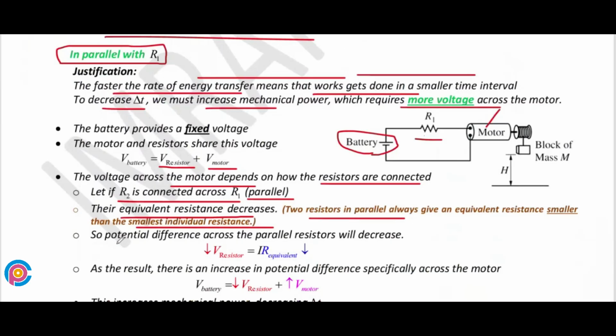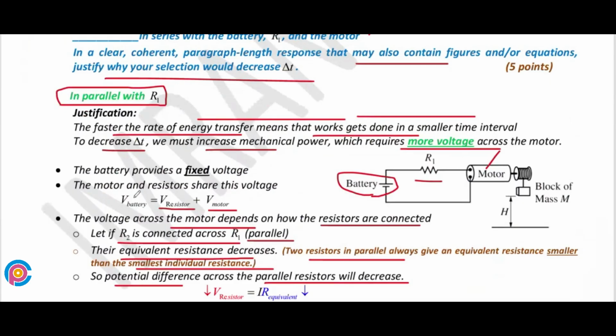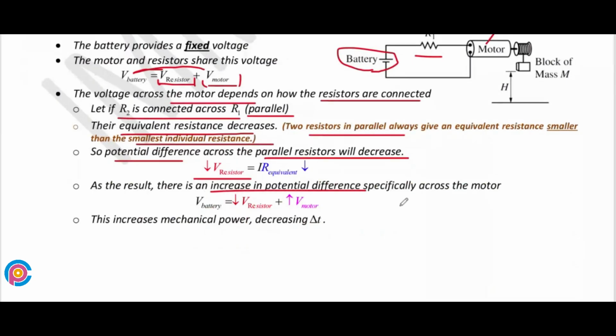So what happens if the equivalent resistance decreases? The potential difference across the parallel resistors will decrease because the overall resistance decreases. Since the voltage from the battery is shared, the resistors now use a smaller potential difference, so there will be more potential available for the motor. As a result, the potential difference across the motor increases, so the mechanical power increases and delta t decreases. So we have to place R2 in parallel with R1 to decrease the time interval.